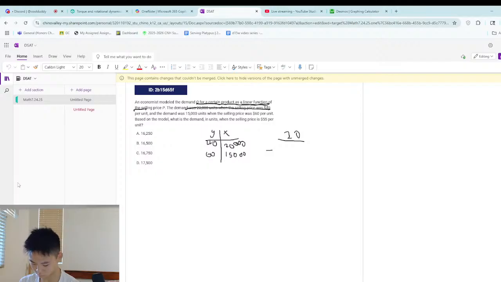So this will be 5,000. And this will be negative 20, right? So what's negative 5,000 divided by 20? That is 250. So if it's 250, we can then write this as our slope here.